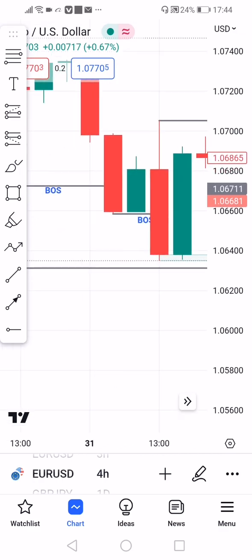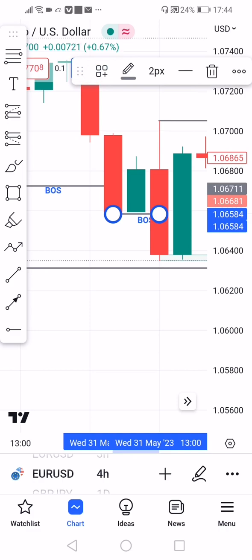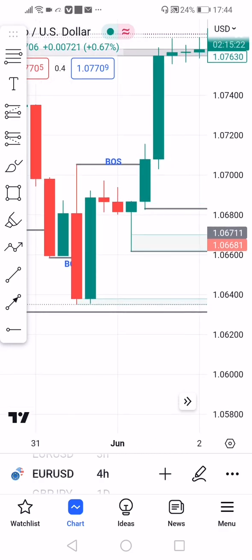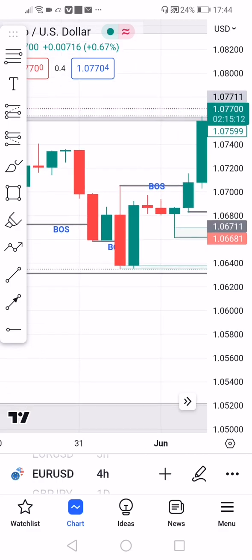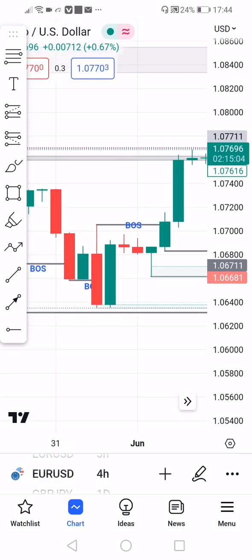Price created and broke structure here, and broke structure here, creating another low. Price then went up again, breaking another structure to the upside. Price came back here, created another low, and afterwards came back and broke structure again. It broke this low, it broke this high, creating another high.